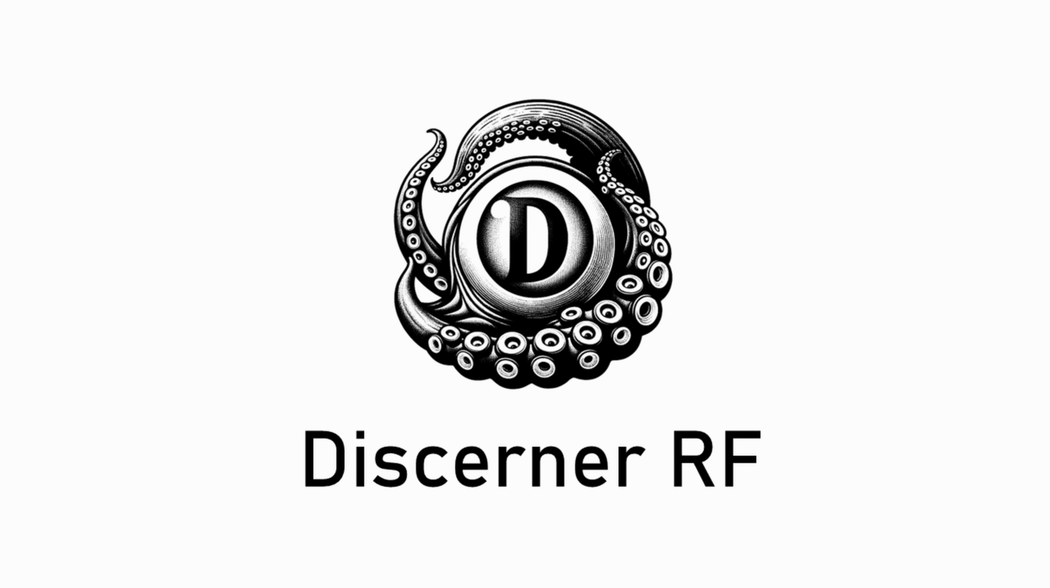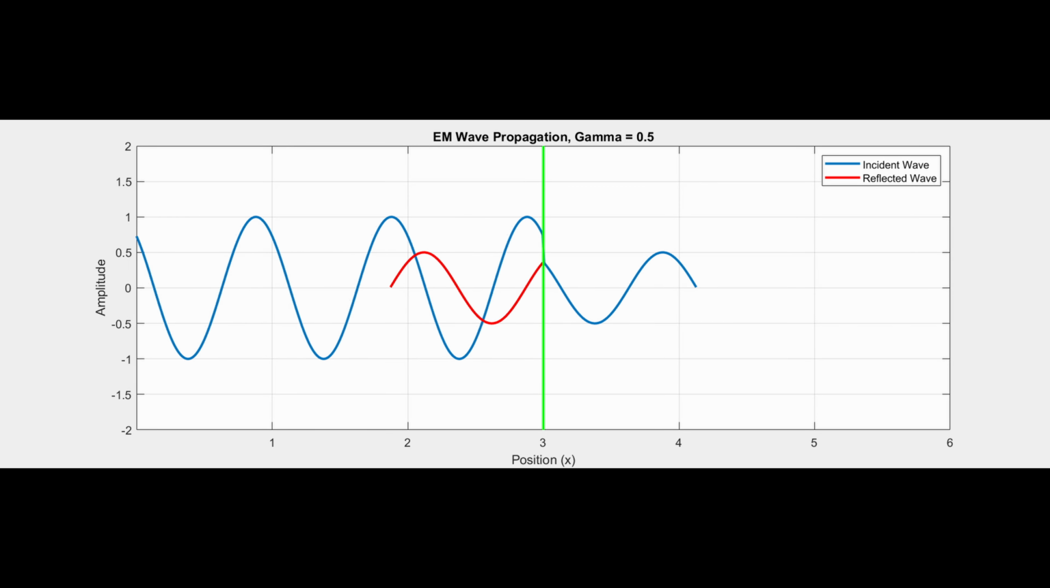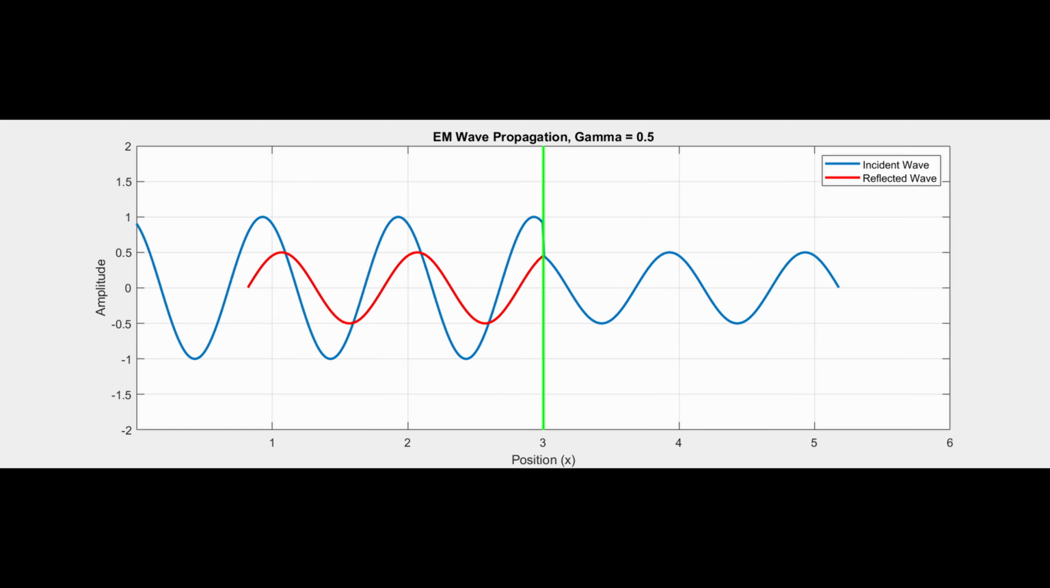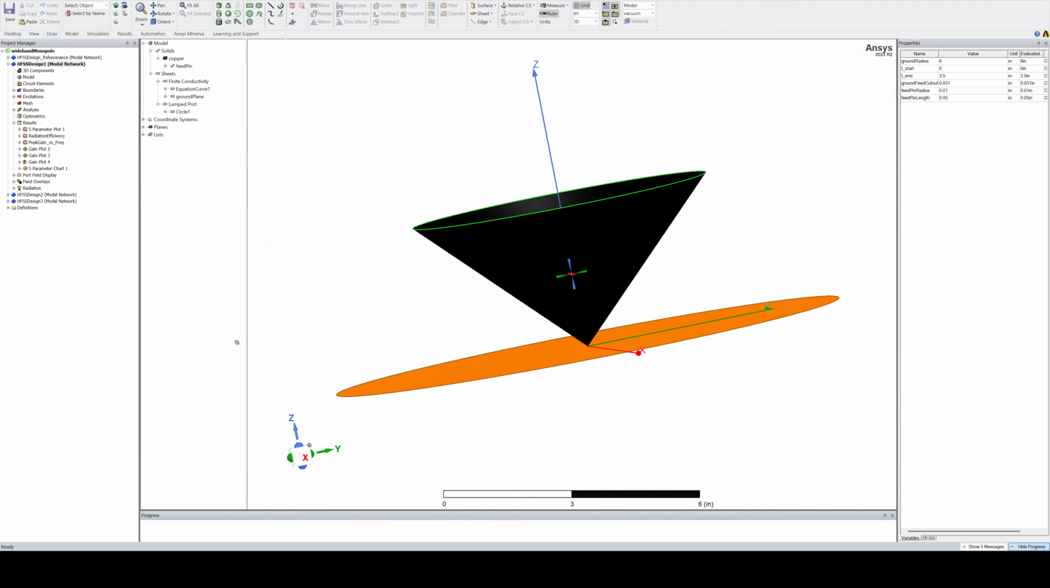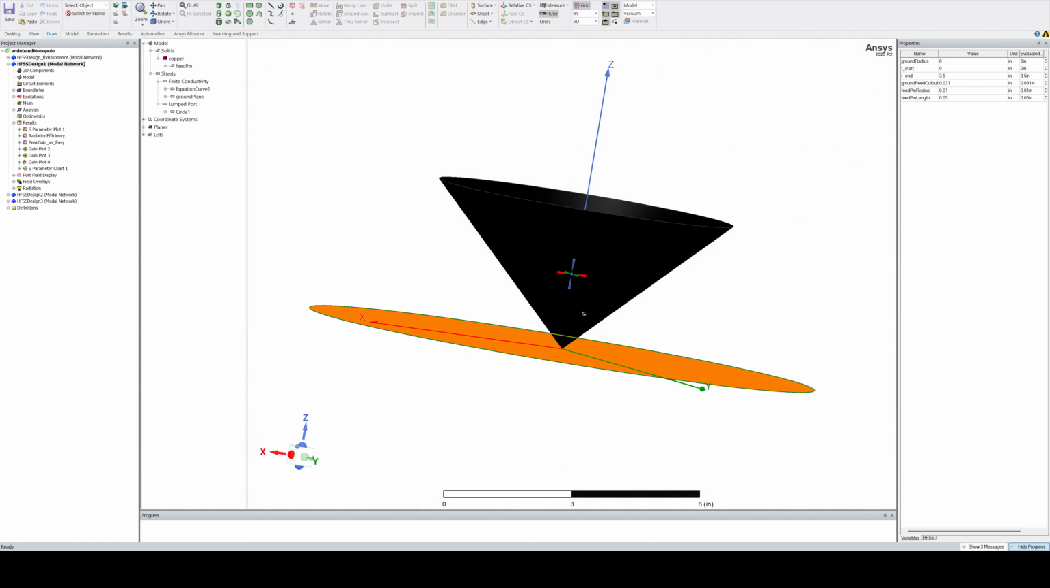Hello everyone, let's explore the difference between return loss and the scattering parameter S11. We will visualize a propagating wave and its reflection, highlighting why measuring S11 is essential. Then we'll analyze an antenna's return loss performance using ANSYS HFSS.